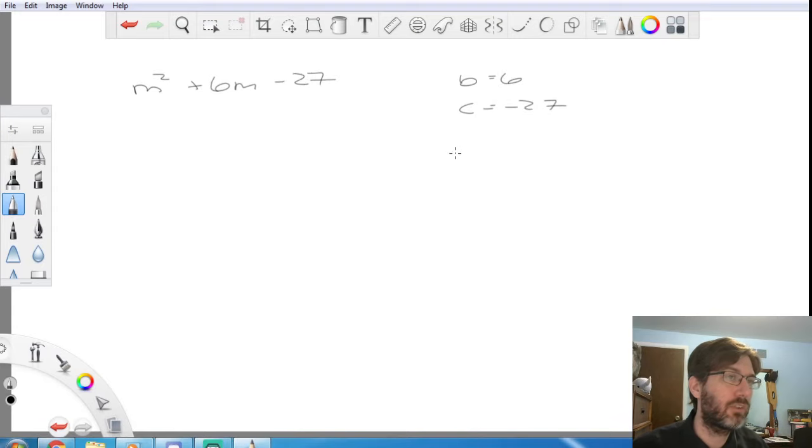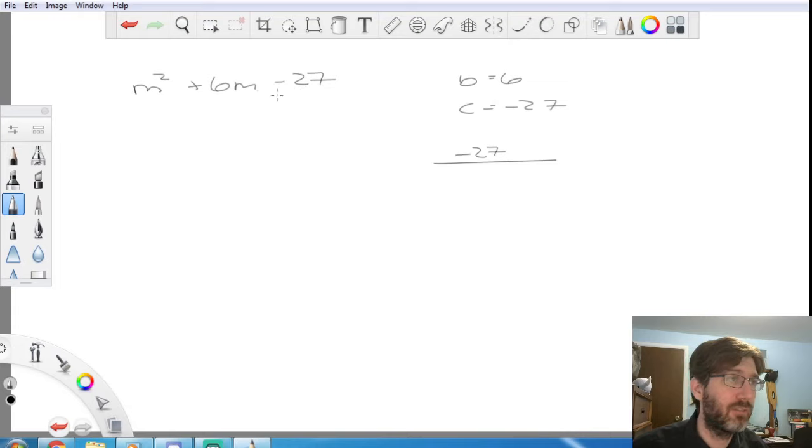We're still going to do the same thing. We're going to look for factors. However, these are factors of negative 27 now, which means one has to be positive and one has to be negative. So we are going to list a few different options for these as we go.